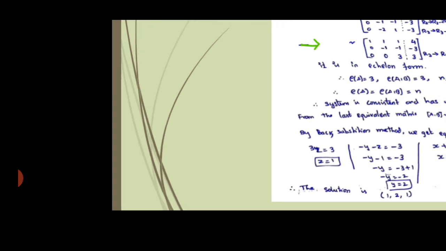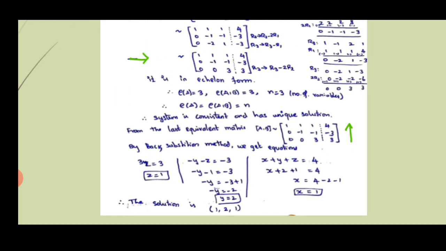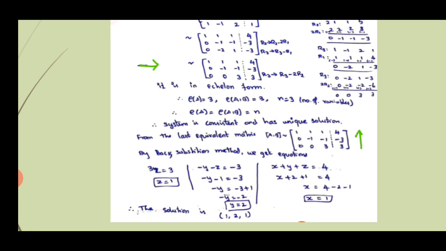And now you can join B with A. So you have the AB matrix. Now also in all the 3 rows we have non-zero entries. Therefore rank of AB is also 3. So rank of A, rank of A comma B, and n value all are equal to 3. That means all are equal. That means the system is consistent and has a unique solution.